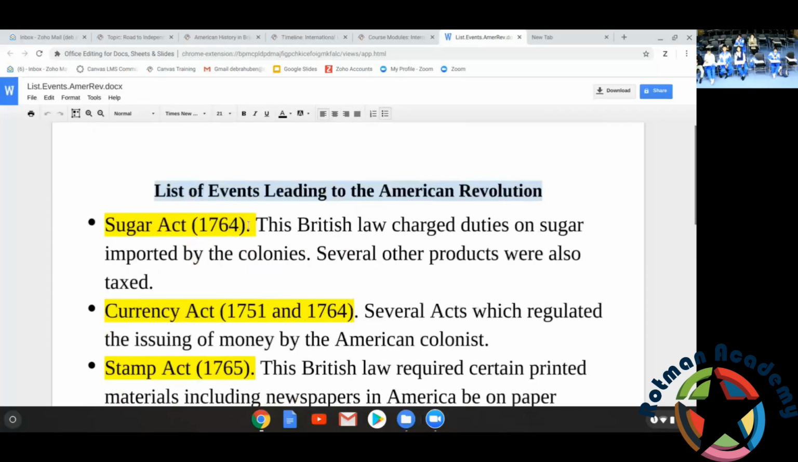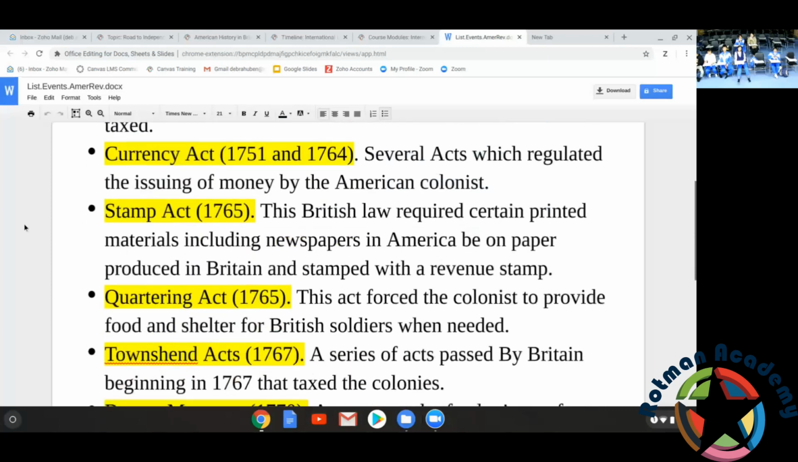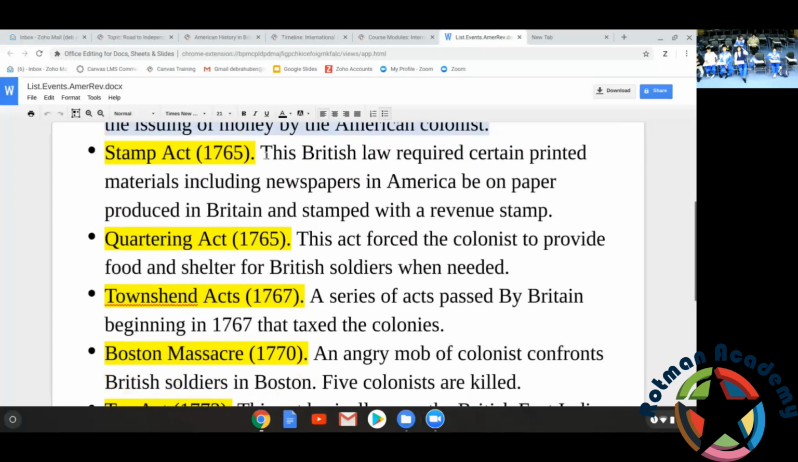So in 1764, this British law charged duties on sugar imported by the colonies, along with several other products. The Currency Act were many or several acts which regulated the issuing of money by the American colonists. The Stamp Act required certain printed materials like newspapers in America to be on paper produced in Britain. So more taxation.